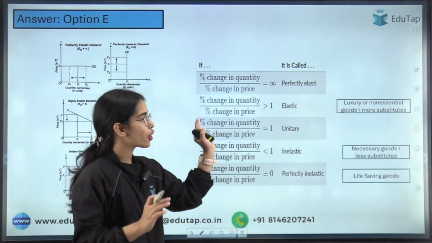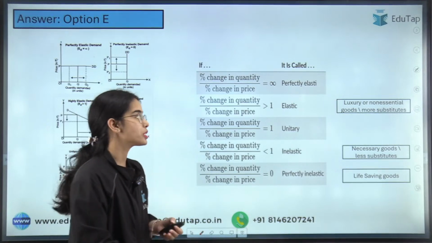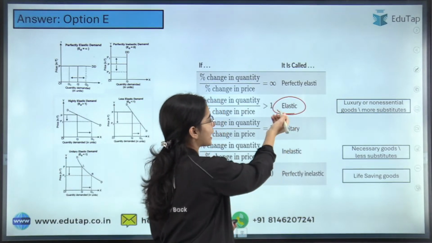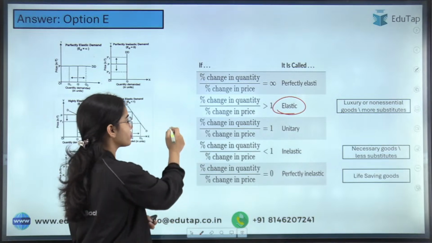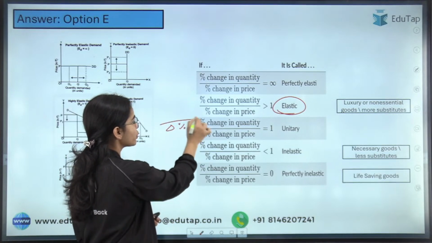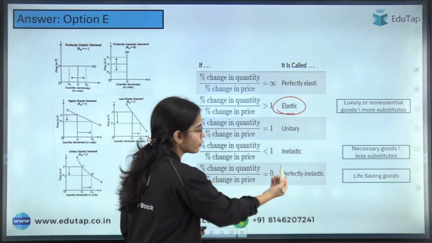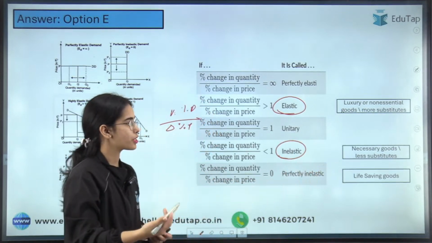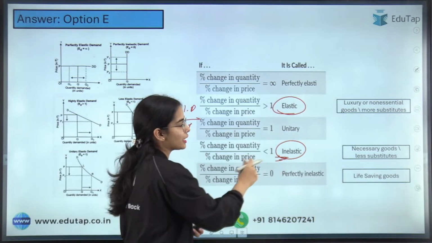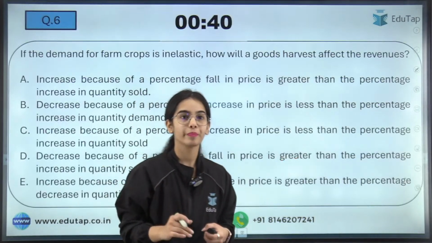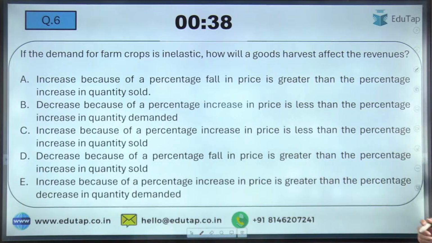And in case of luxury or non-essential goods or many substitutes, there is elastic demand that we find. That is, demand is quite elastic with the percentage change in price. There is a huge percentage change in demand that is coming. While in the case of necessary goods or fewer substitutes, there is less elastic or inelastic demand. Okay. Now coming to the next question, try to answer this question now.